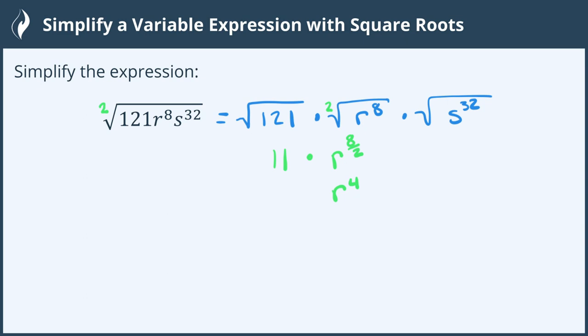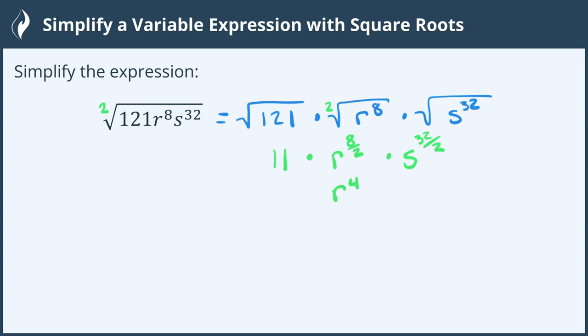Same with the s to the 32nd. This can be rewritten with s to the 32 over 2. Had I been looking for a cube root, I would divide it by 3. If I were finding a fourth root, I would divide it by a 4. If it were a fifth root, I would divide it by a 5.